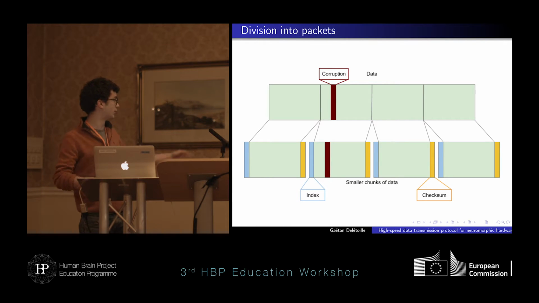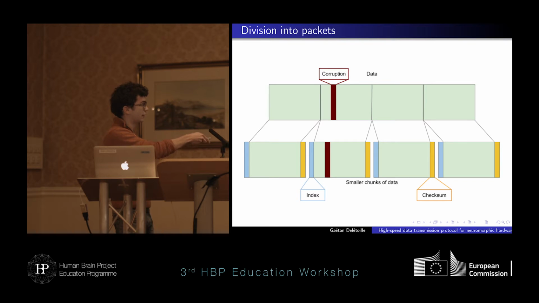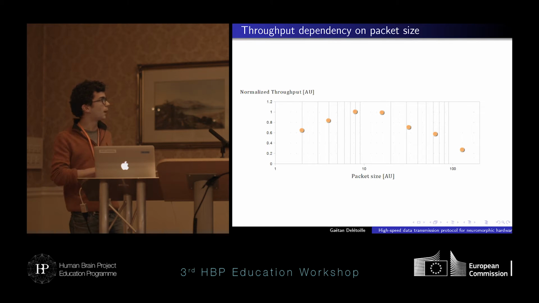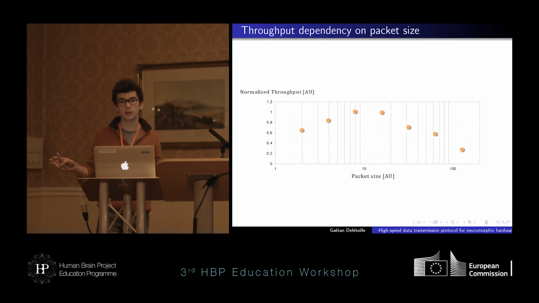The problem is, of course, that since you add an index and a checksum, if you divide into too small chunks of data, you will also affect your bandwidth. So you're trying to optimize the packet size. That's what I've done here, for a given set of parameters. Of course, it's more complicated than that. I simplified it a lot, but it's just to give an overview of how there are many parameters in this protocol, and we are trying to optimize them all to have the best throughput.